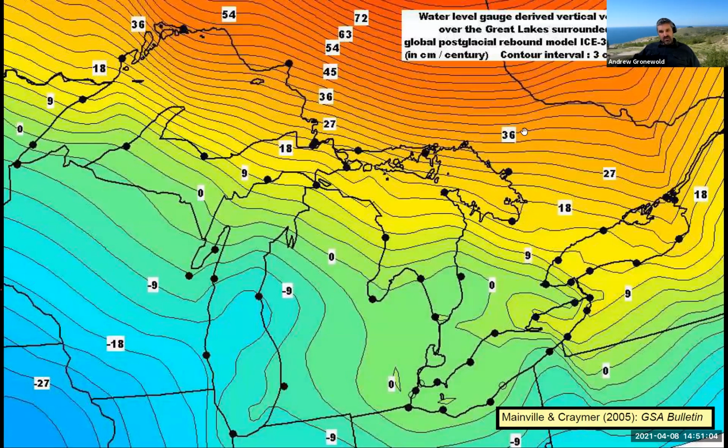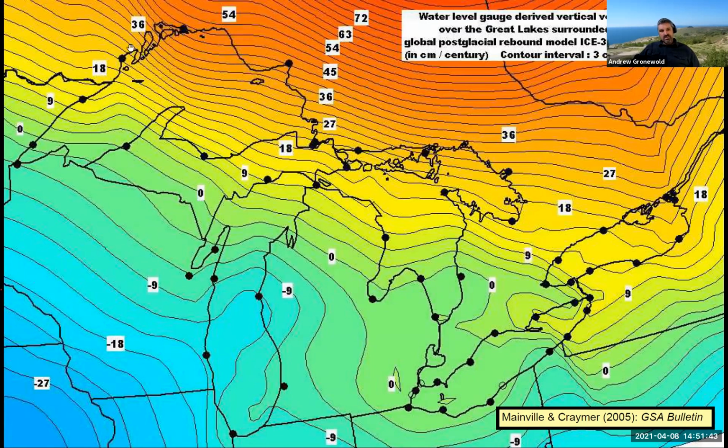These numbers here that were published in a paper by Andre Mainville and Mike Kramer several years ago show the relative vertical velocities of the land surface around the Great Lakes. So to put this in perspective, if you look at this 0 line right here, that represents a reference line of 0. The northern shore of the Great Lakes along Lake Superior and Lake Huron here is rising at a rate between 30 to 50 centimeters per century relative to that 0 line. In geological timescales, that is flying. So a half a meter per century of vertical land rise relative to this 0 line.